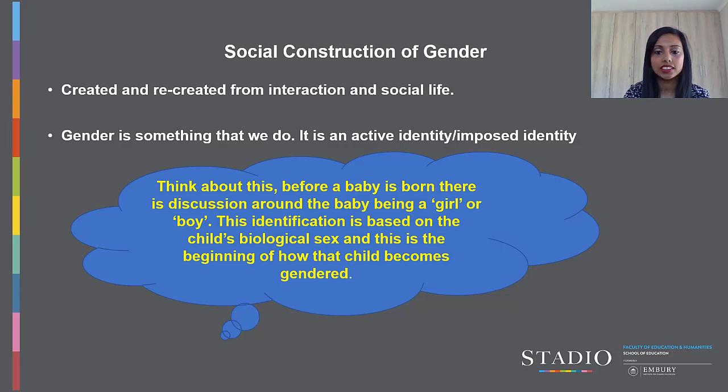Now, if we look at the social construction of gender, gender has been created and recreated from interaction and social life. And it's something that we do. It's an active identity and something that is imposed on us. Now, if you think about a baby before it is born, there is a lot of discussion about whether the baby is going to be a boy or a girl. Now, this identification is based on the child's biological sex, and this is the beginning of how a child becomes gendered.